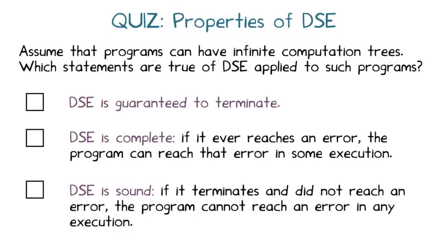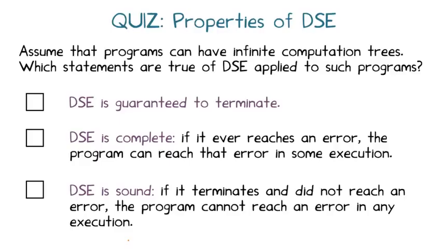So far, we have focused on example programs with finite computation trees. However, what properties does DSE exhibit in general when considering programs with possibly infinite computation trees? DSE is guaranteed to terminate. DSE is complete. If it ever reaches an error, the program can indeed reach that error in some execution. DSE is sound. If it terminates and did not reach an error, the program cannot reach an error in any execution. Select all the statements that are true of DSE applied to such programs.